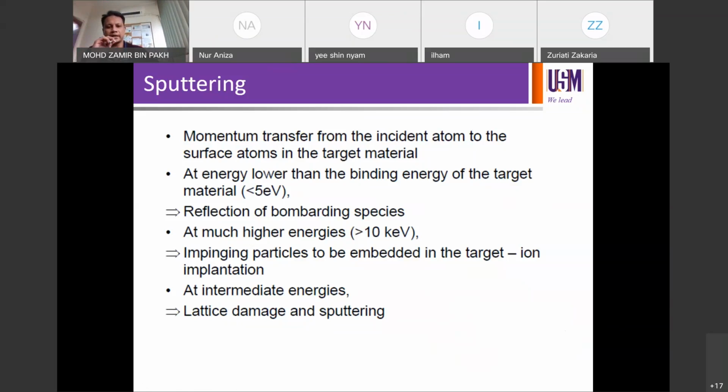At energy lower than bonding energy, you normally need high energy in order to enable the dislodgement or knocking off. Impinging particles can be embedded in the target, which is ion implantation. Well, you can have some conditions ending up as implantation, right? But this one is very rare. Lattice damage and sputtering process. So in some conditions, the particles, atoms or molecules from the sputter target landed on the substrate can also induce some damage to the substrate to some extent, right?